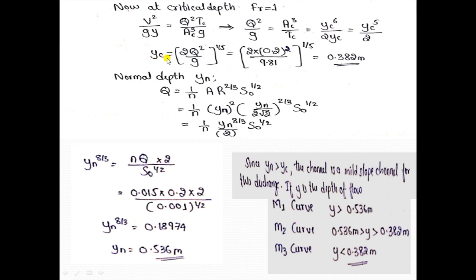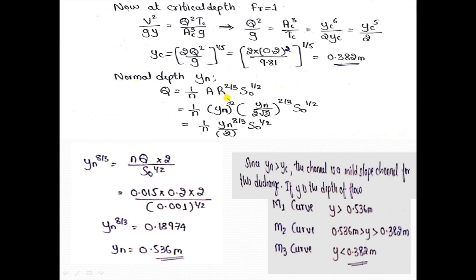Critical depth, this is actually for a triangular channel section. The formula for critical depth which we had derived in the previous chapter was for a rectangular channel section. That is, Yc is equal to (Q square by g) whole raised to 1 by 3. So this is for the triangular channel section: Yc is equal to (2Q square by g) whole raised to 1 by 5. If we substitute, we will get the critical depth as 0.382.